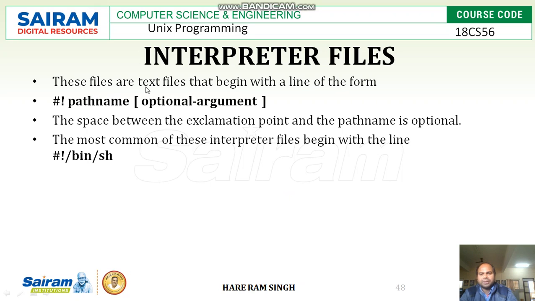These files are text files that begin with a line of the form hash exclamation path name. Optional arguments can also be there, but they are optional. Wherever you see hash exclamation and path name, you should understand it is an interpreter file, and it is a text file. You must have seen in any shell script program which we used to write earlier, the first line is hash exclamation bin sh. This is nothing but an interpreter file.